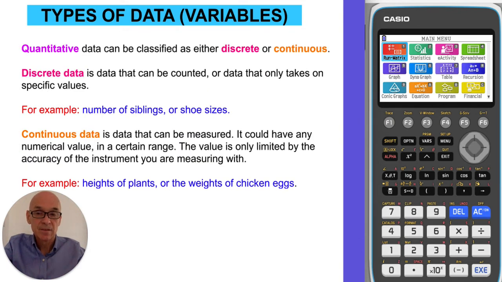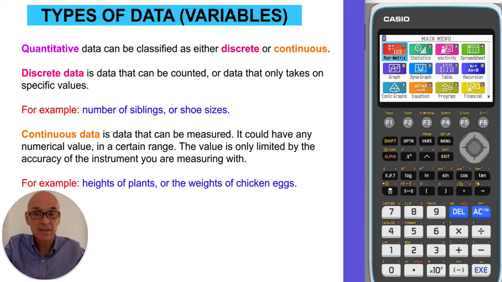Quantitative data is split up into either discrete or continuous. Discrete quantitative data is data that can be counted or data that only takes on specific values, certain values. For example, the number of siblings in a family, 0, 1, 2, 3, 4, etc. Or shoe sizes, size 3, 3.5, 4, 4.5, for example.